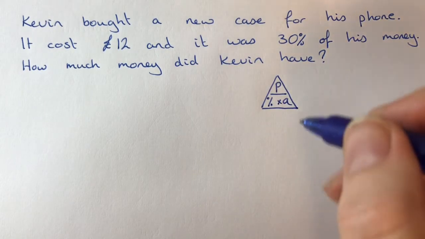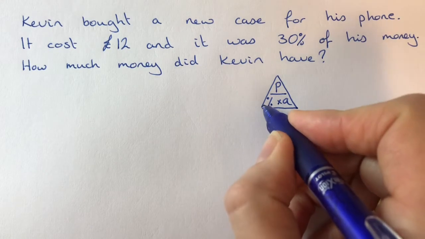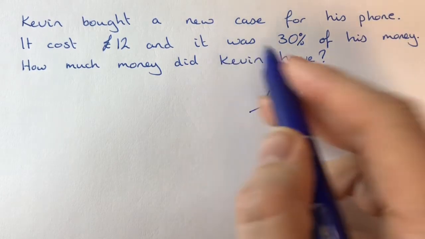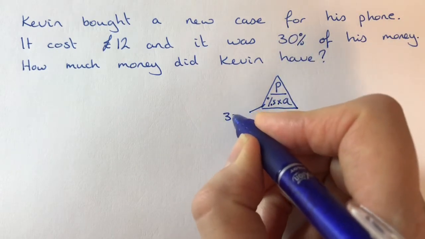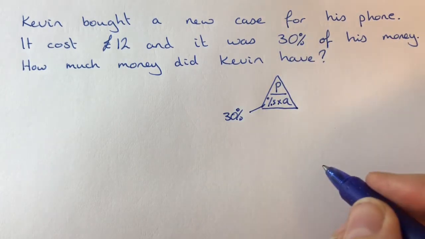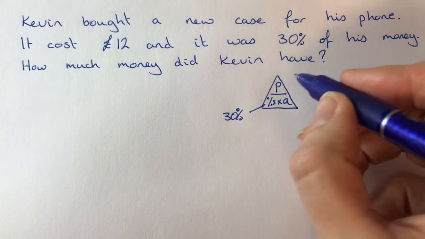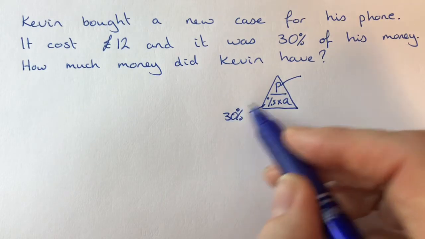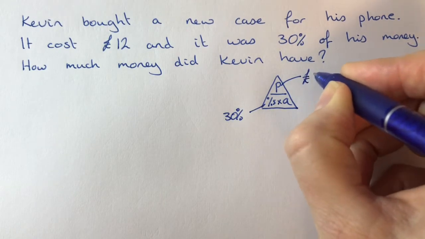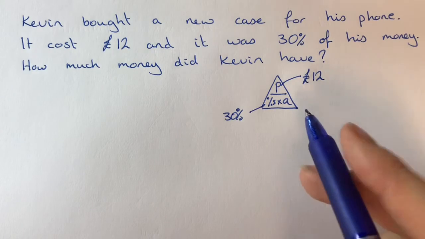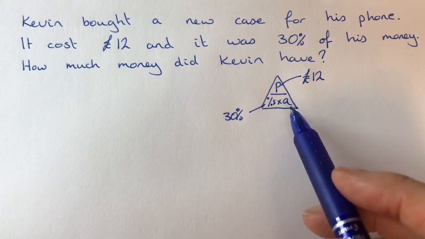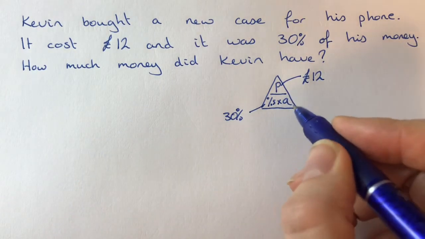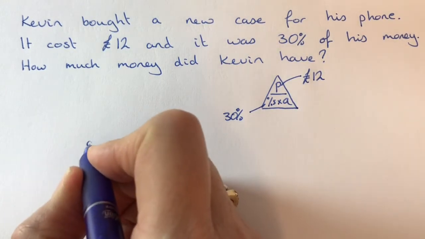Okay, so what do we know here? Well, we know our percentage share, because that is 30%. We also know what the part was. The percentage, 30%, was equivalent to £12. So what we're trying to find out is what all of the money was. So we start with writing our formula. We're trying to work out A, all of the money.